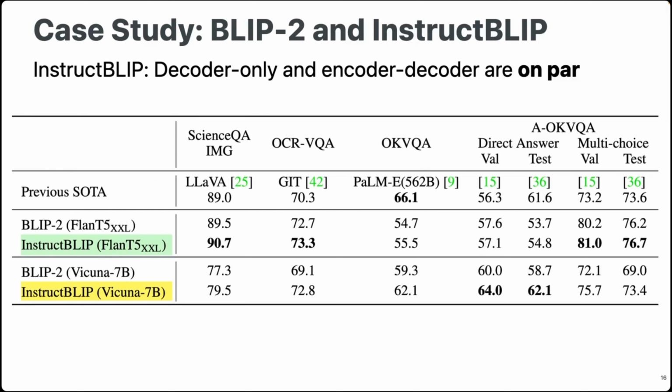So Flan-T5 XL is 11 billion parameters, right? So actually Vicuna is smaller. Yeah, in this case, Vicuna is smaller.